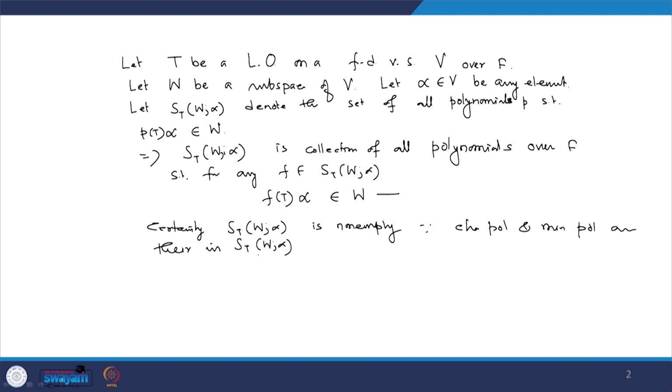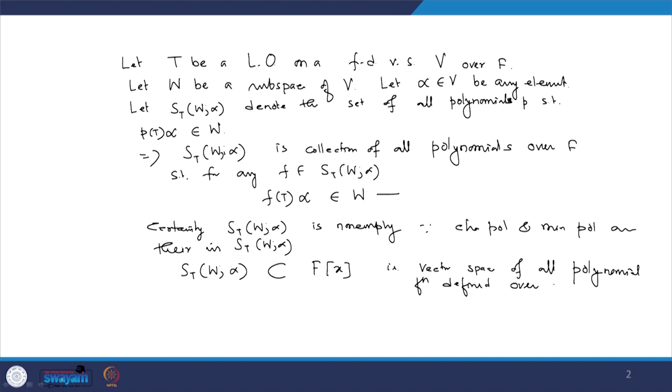It is not only a non-empty subset of the vector space of all polynomial functions F[x]. So, I can say that S_T(W, alpha) will be a subset of F[x], that is, the vector space of all polynomial functions defined over the field F. We will prove shortly that this is also a subspace of the vector space F[x].